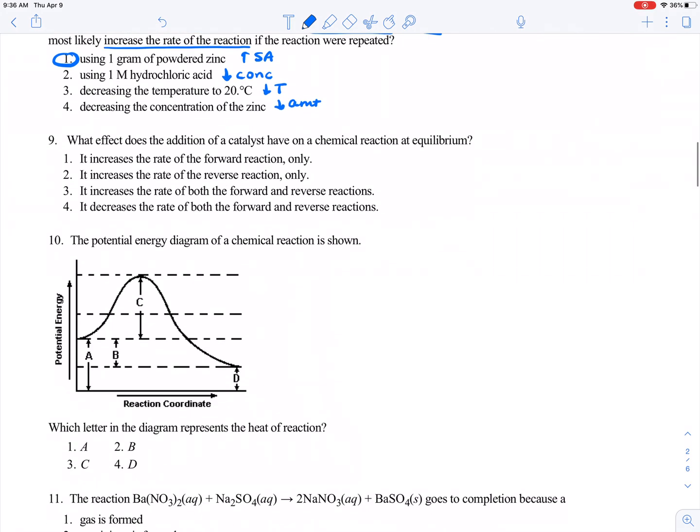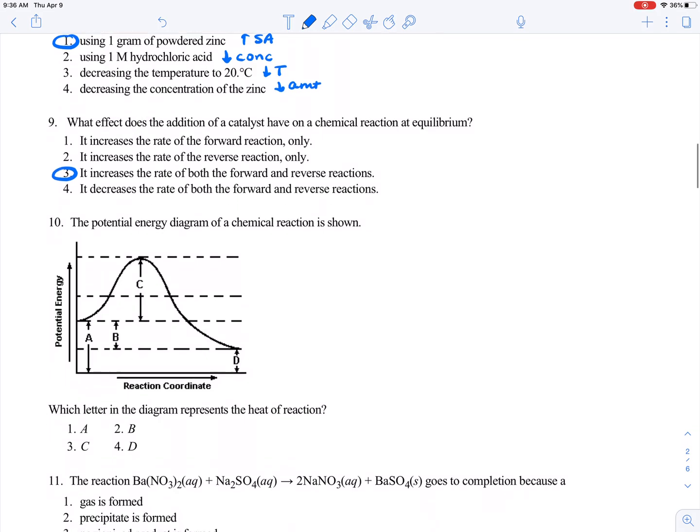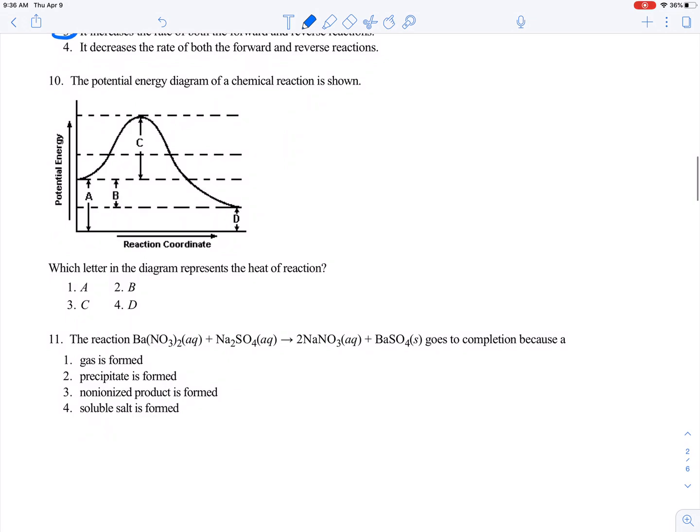Number 9, what effect does the addition of a catalyst have on a chemical reaction at equilibrium? So from the Le Chatelier stuff, if I add a catalyst to a reaction that's at equilibrium, it's not going to disrupt the system. It's just going to let it establish equilibrium faster because it increases both the forward and reverse reaction rates.